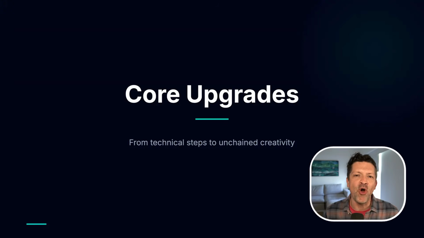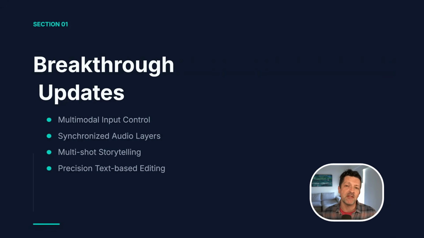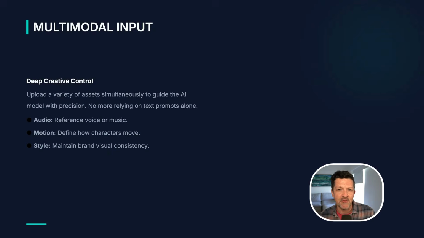Okay, so first up, what actually changed? There are 3 specific things that this model brings to the table that haven't been available before. The first is what's called multimodal input. This basically means you can upload a bunch of different things all at once when you're creating a video. You can upload the audio that you want to use. You can upload examples of the motion of how things should move. You can upload assets of the style and so forth. And all of this just gives you much deeper control over that final output.